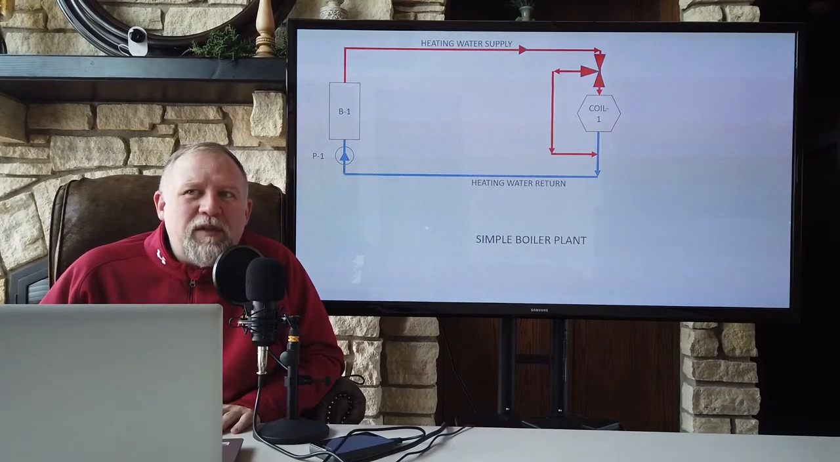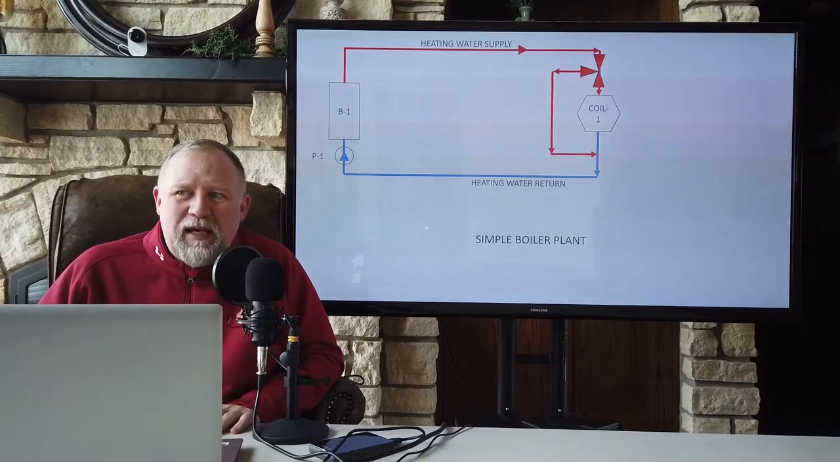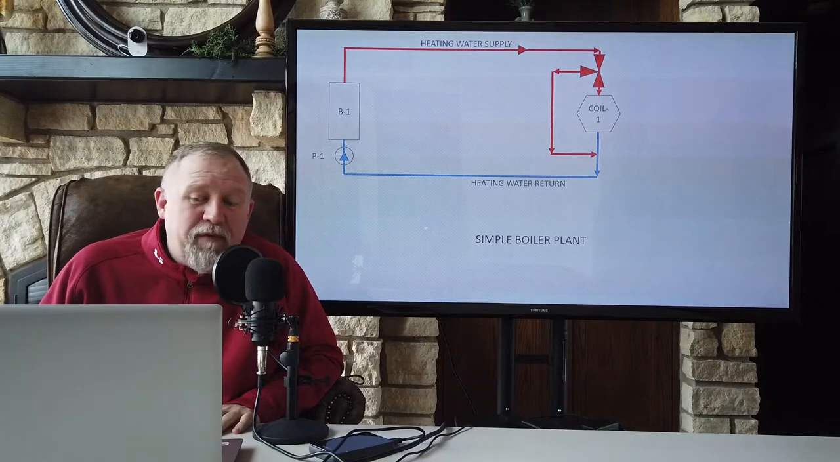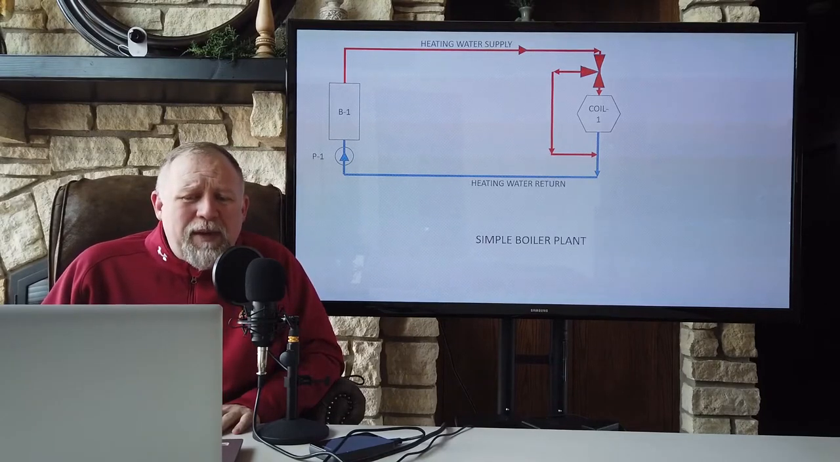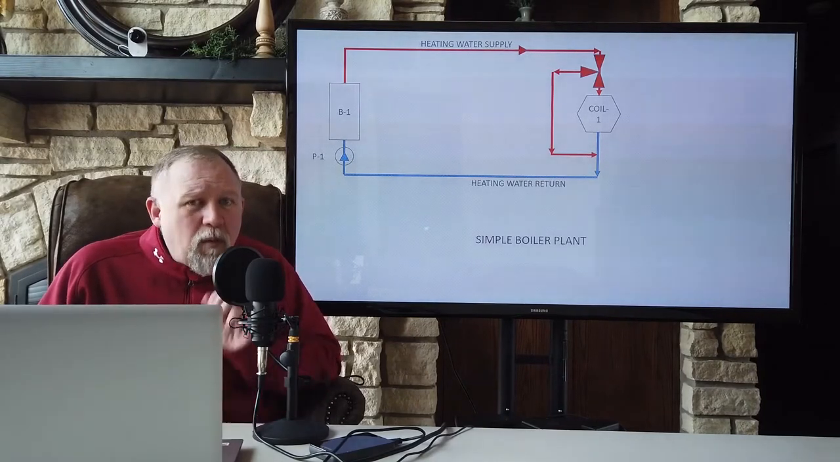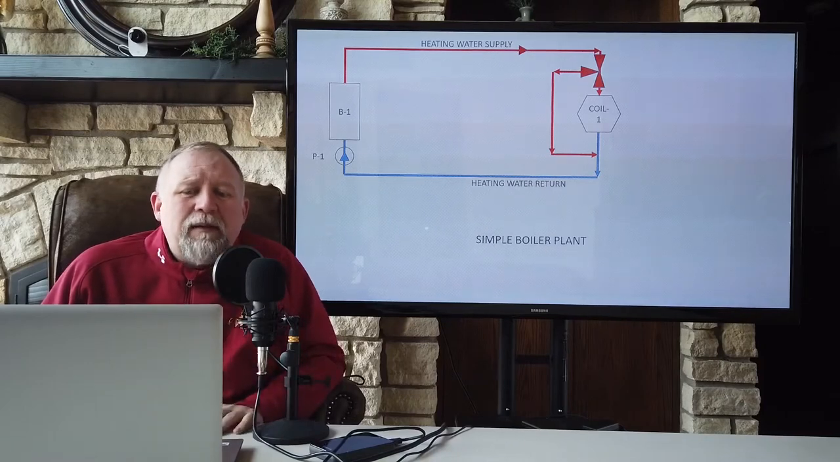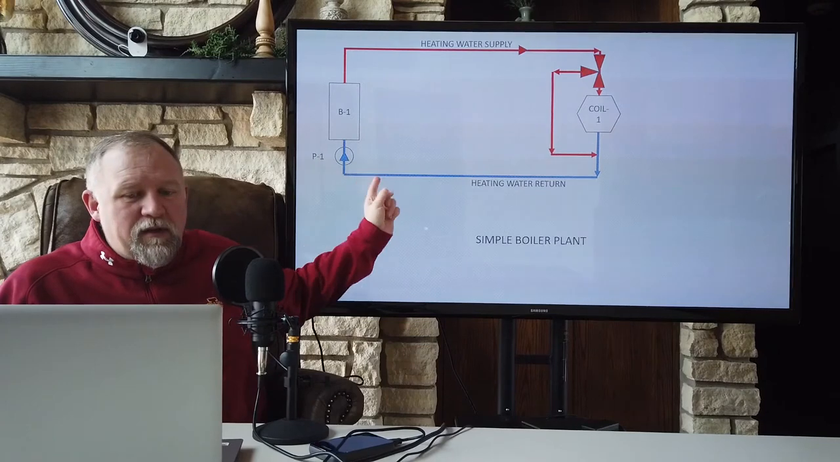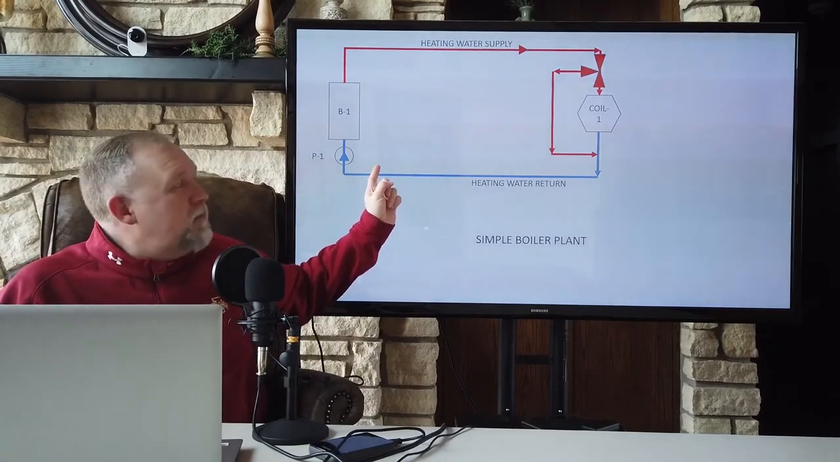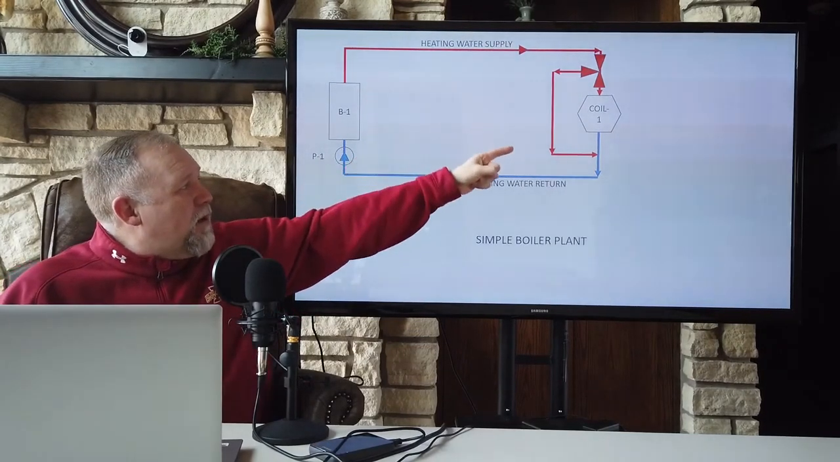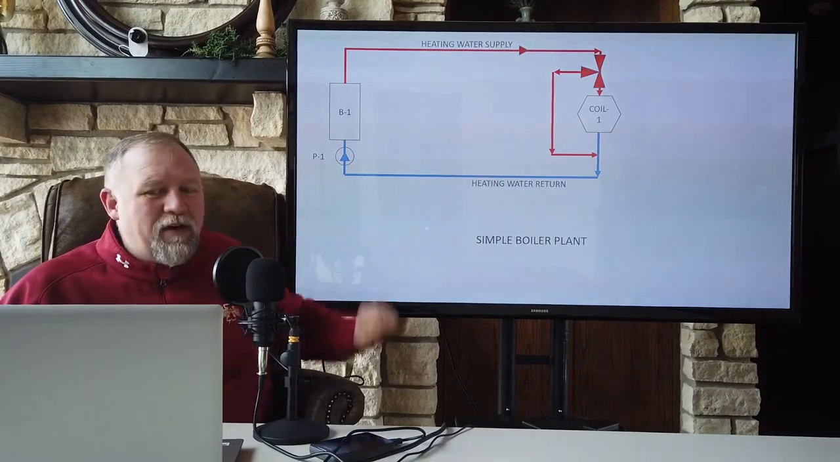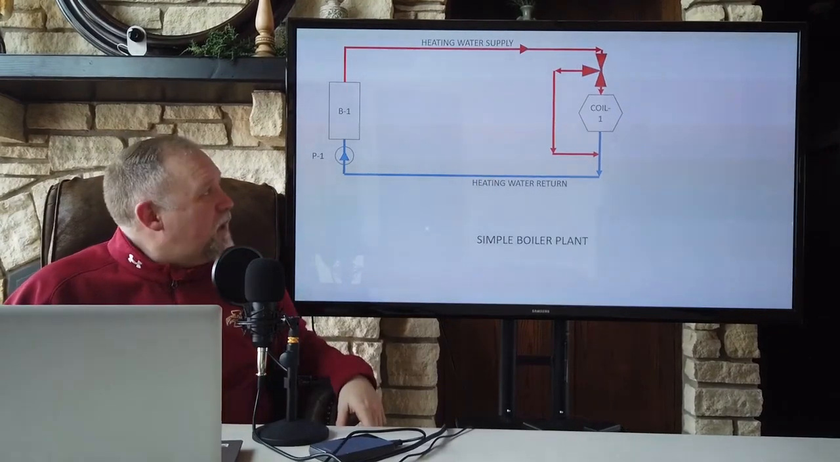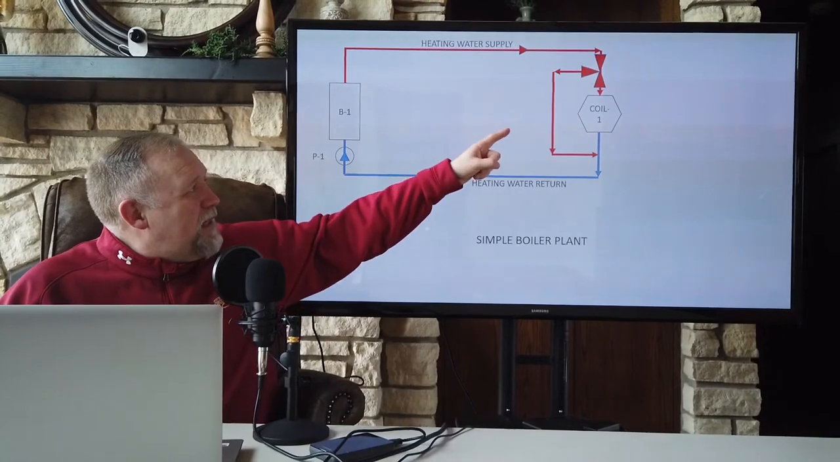This would have been what was done, say, in the 70s and 80s and before that, when piping systems were very simple and we didn't worry all that much about energy efficiency. In other words, the control systems were simple. You turn the boiler on, you turn the pump on. The pump circulated water to that coil, whether it needed it or not.